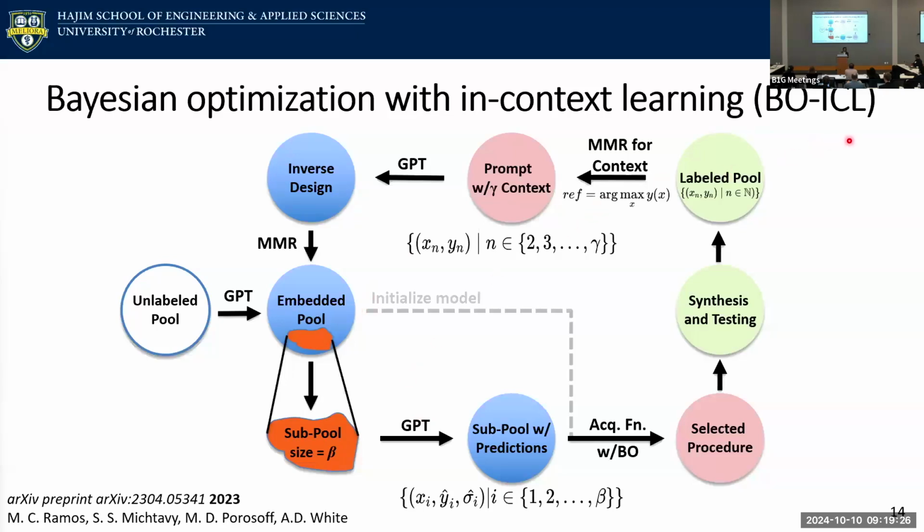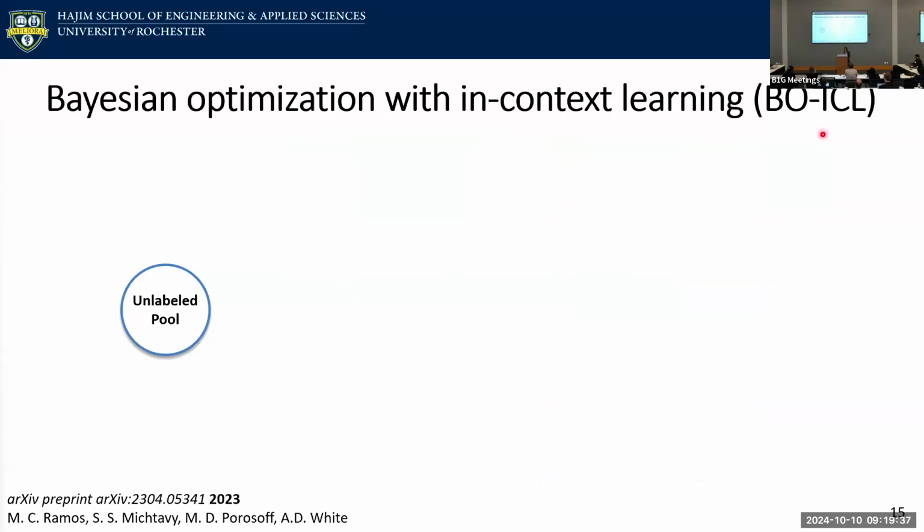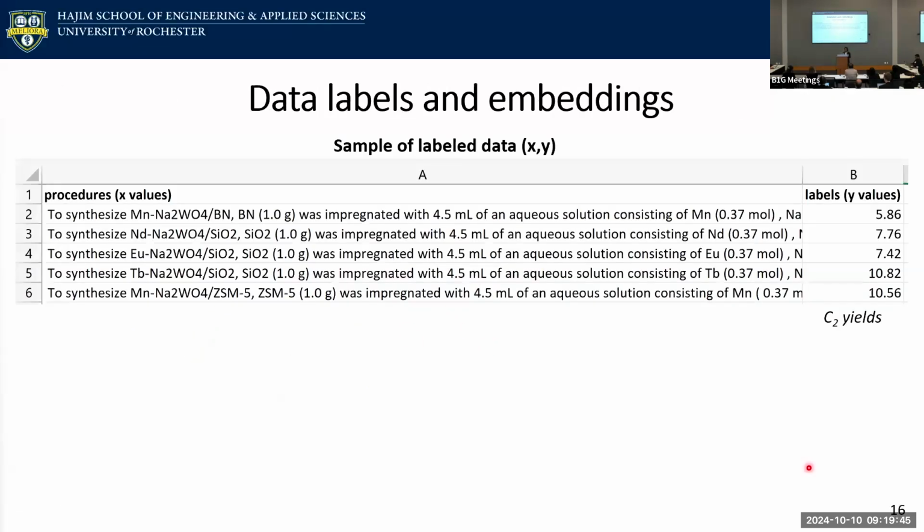And what's important here is that what we're doing is in-context learning. So we're taking advantage of the context window of the language model rather than fine-tuning the model with a lot of data. We start with an unlabeled pool of experiments that we then embed into a format that the model can understand. And what this looks like is something like this.